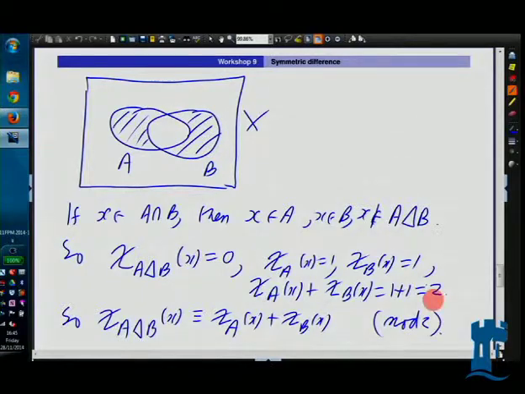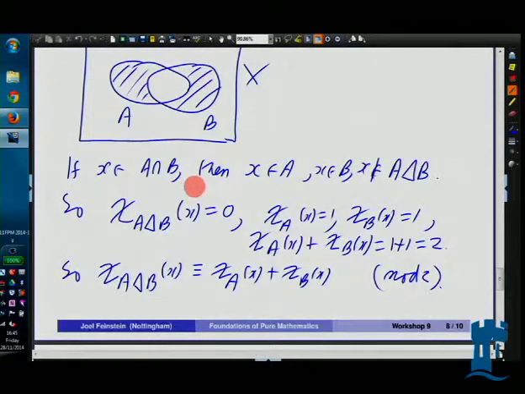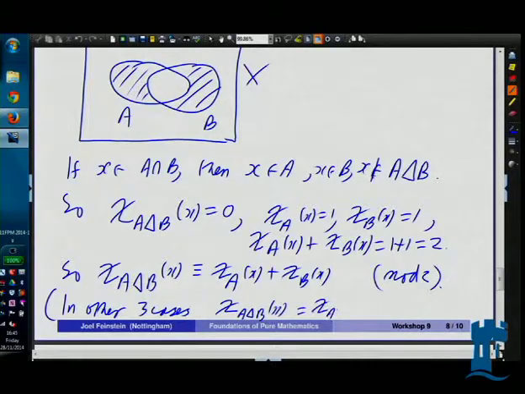For all other places, you actually get exact equality rather than just equality modulo 2. If you're in A but not B, then you get 1 equals 1. Same for if you're in B, not A, you get 1 equals 1. And if you're not in either of them, you get 0 equals 0. So you can check the other cases for yourself. So in the other 3 cases, you actually get chi A triangle B of x equals chi A of x plus chi B of x. And since they're equal, they're definitely congruent modulo 2.